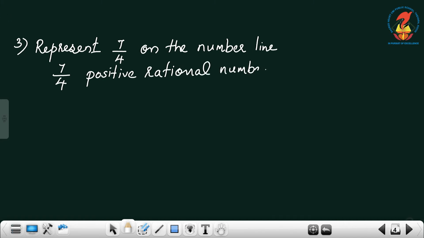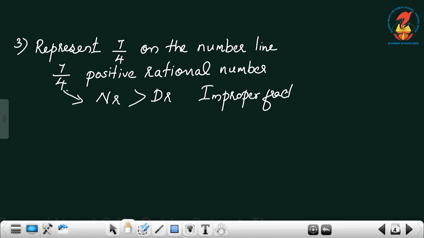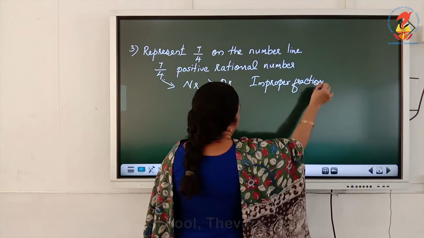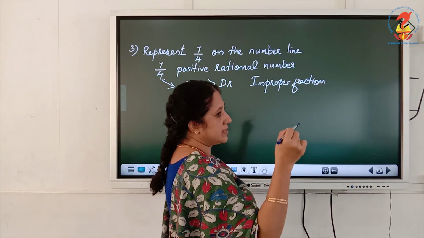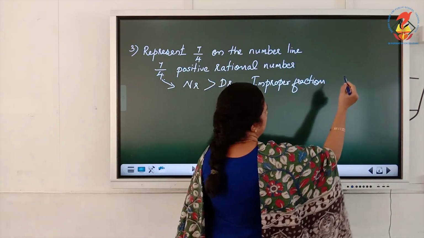If you take it as a fraction, what type of fraction is this one? Here you can see that the numerator is greater than the denominator. Therefore, it will be an improper fraction. So what is the value of an improper fraction? Whether it is less than 1 or more than 1.